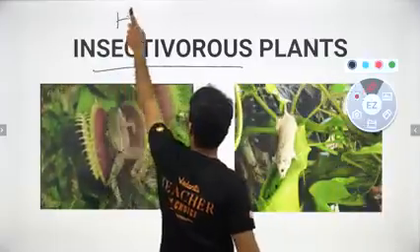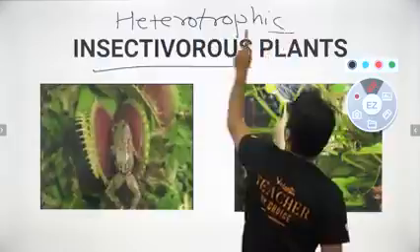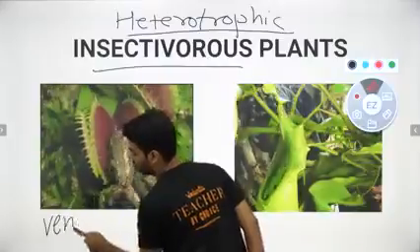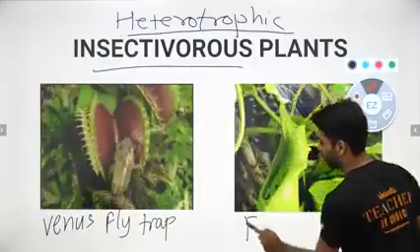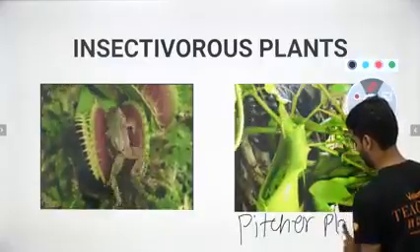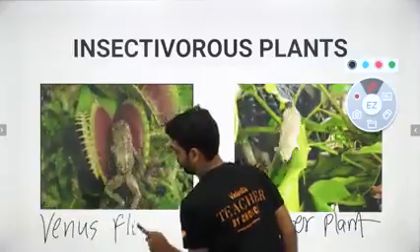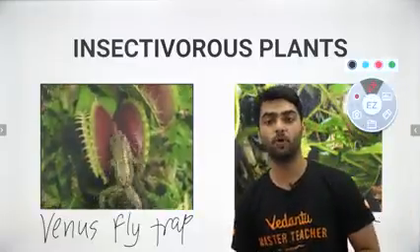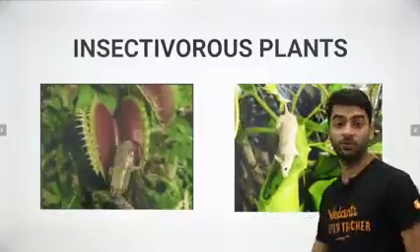So this is an example of heterotrophic nutrition. This plant is known as a Venus flytrap, whereas this is an example of a pitcher plant. So these are insectivorous or the heterotrophic mode of nutrition practicing plants, where they are dependent on other organisms to fulfill their nutritional needs.